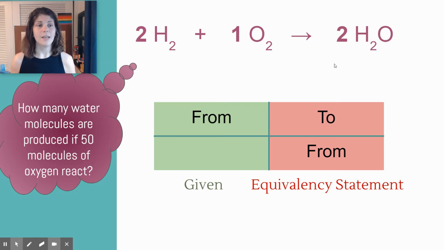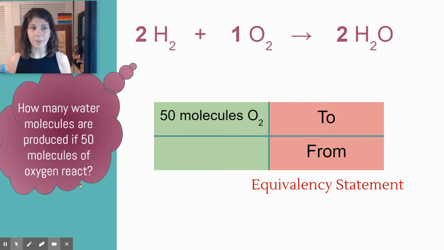So I think the best way to do this is just to try a problem. So let's try it. In this problem, the given: how many water molecules are produced if 50 molecules of oxygen react? So my given is 50 molecules of O2. I'm going to put that in the given box, in the top left box. Now, some people are confused why the bottom is empty. That's because we don't have a fraction in our given. We're just starting with oxygen. So it's 50 molecules of O2 over 1. You could put a 1 here if you wanted to, but notice I didn't make that box yellow in your guided notes. You could leave it just blank if you wanted to.